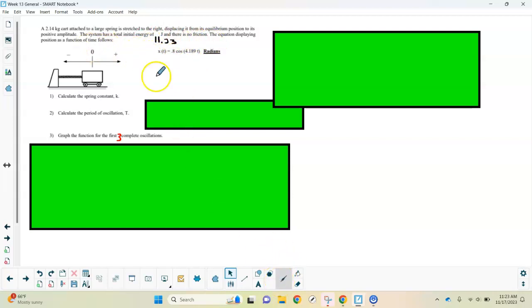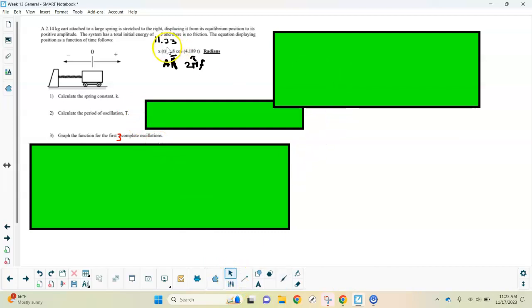So this is our x(t) equals A cosine 2 pi f t equation. So 2 pi f is equal to 4.189, and then the amplitude A is 0.8 meters. The first thing we're trying to calculate is the spring constant.